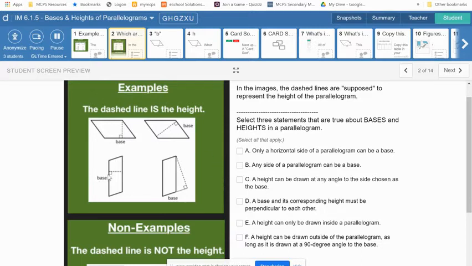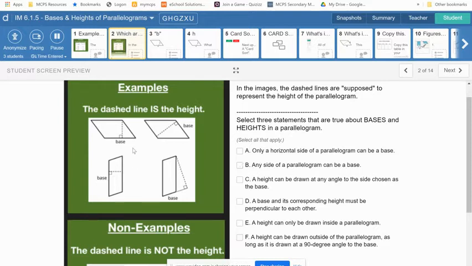And then over here, this base is actually going vertical and this base is going slanty. So we have bases going all over the place. So I don't think A can work, because it says only a horizontal side of a parallelogram can be a base. And that is horizontal, but the base is located in different spots in the different examples. So A is out.